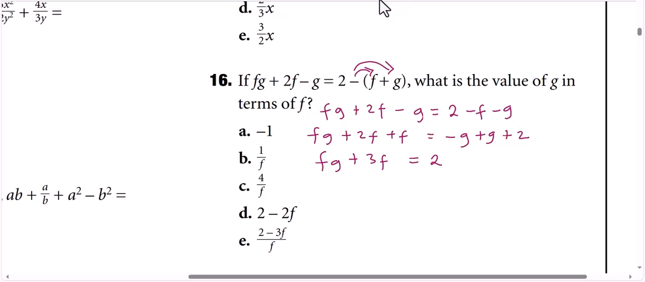Okay, so we are solving for g. We want to make g the subject of the formula. So this is our focus, g. Because of that, we can collect like terms.